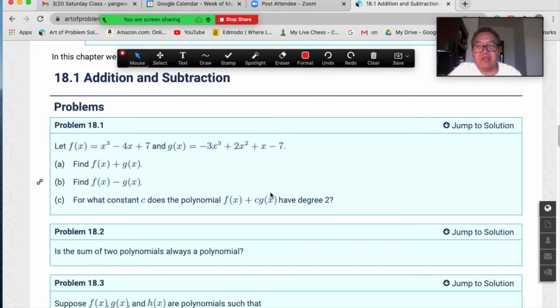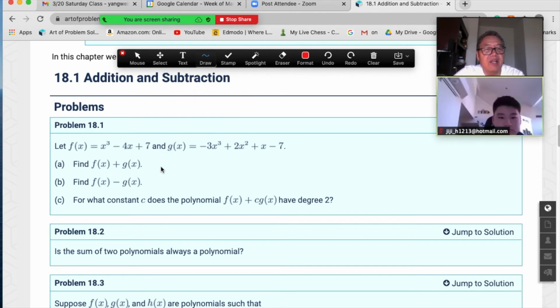Okay, now let's see addition and subtraction. First problem, they give you f(x) is this function, g(x) is this one. Then they ask you to add these two functions. This one will be very easy. You just add their like terms together, right?